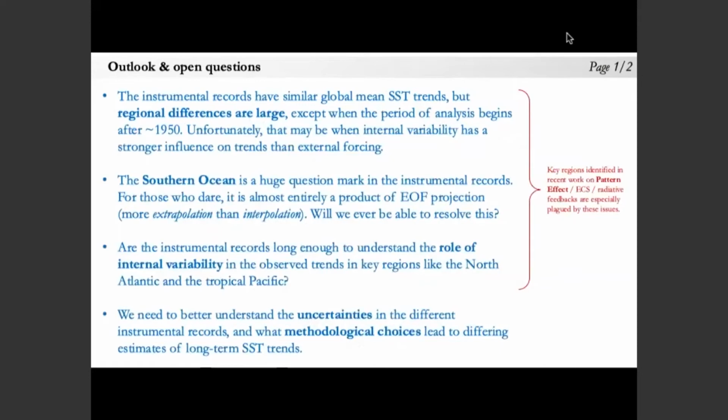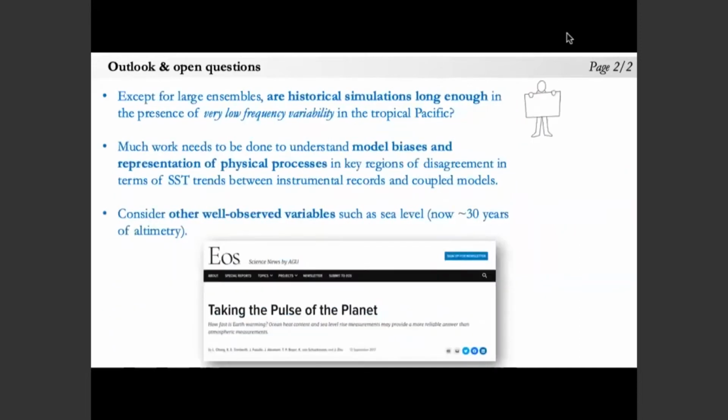All right, so my key open questions, kind of going back to pattern effects: some of the regions of the world where we have poorly constrained observations or a ton of internal variability, these are unfortunately the places that you're all very interested in, based on a lot of the stuff that we saw earlier this morning. Southern Ocean, high latitudes in the tropical Pacific. So are the instrumental records long enough to understand the role of internal variability? We clearly need to do a better job understanding uncertainties and why these different instrumental records are giving different answers in important regions. And except perhaps for large ensembles, are the historical simulations among the different CMIP6, for example, models long enough in the presence of very low frequency variability, like beyond decadal? And so that's a poster plug. I have a poster about that later today.